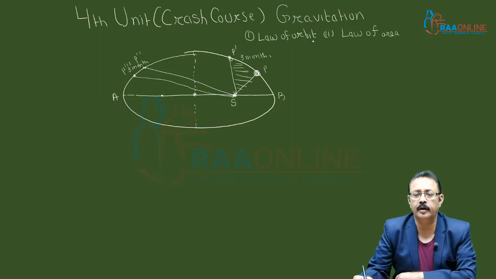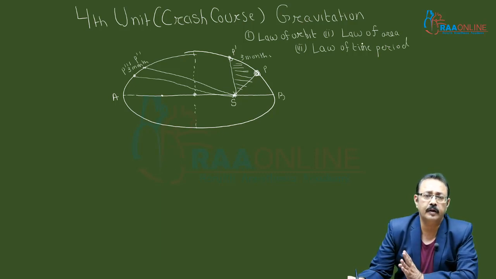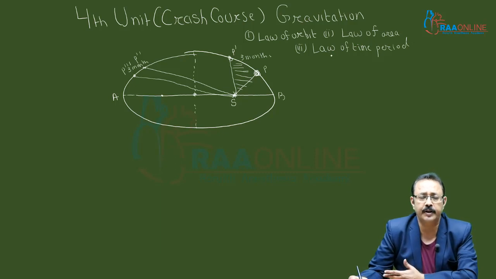The most important law, the third law, was the law of time period. From this Newton got his law of gravitation. Newton's law of universal gravitation was the result of this law.